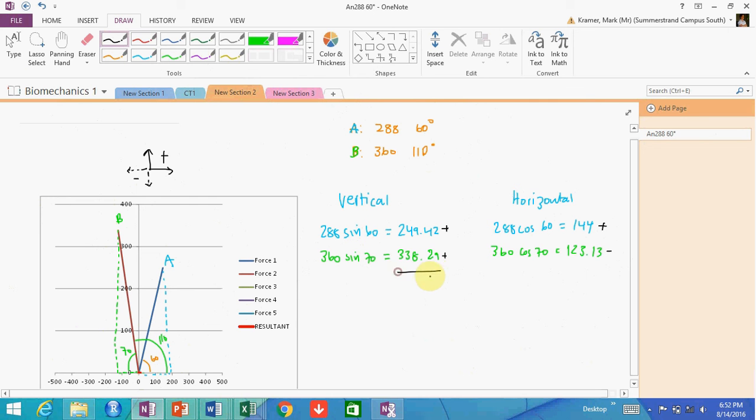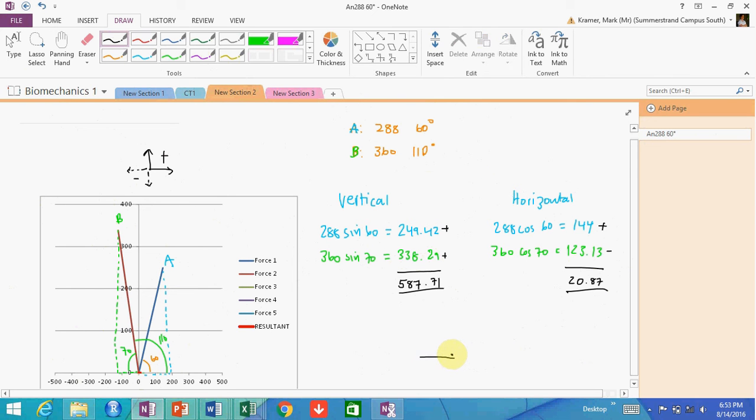So if I add these two components together, I would get 587.71, and then I take the positive 144 and I subtract 123.13, and I get 20.87. Alright, so this gives me the coordinates, or the magnitudes of the x and y of my resultant triangle.